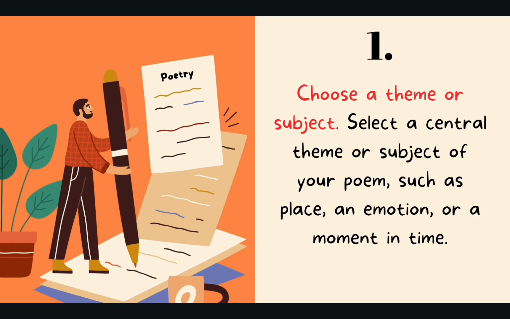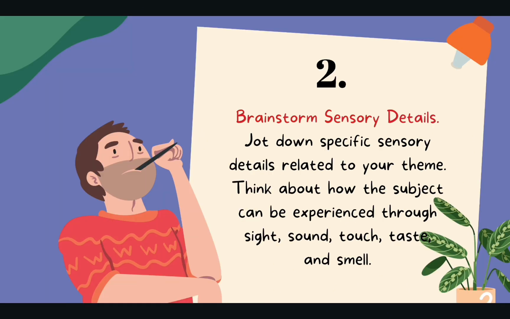First, choose a theme or subject. Select a central theme or subject of your poem, such as a place, an emotion, or a moment in time. Second, brainstorm sensory details. You might want to jot down specific sensory details related to your theme. Think about how the subject can be experienced through sight, sound, touch, taste, and smell.